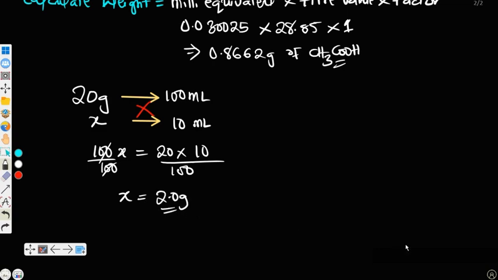2.0 gram. All right. So this is the actual weight that you were expecting. This is the beauty of titration. This is the actual weight. But when you calculated, what did you get? 0.8662. That means after your titration, what you got was 0.8662. Now the titration one is the correct one. Are you getting it now?